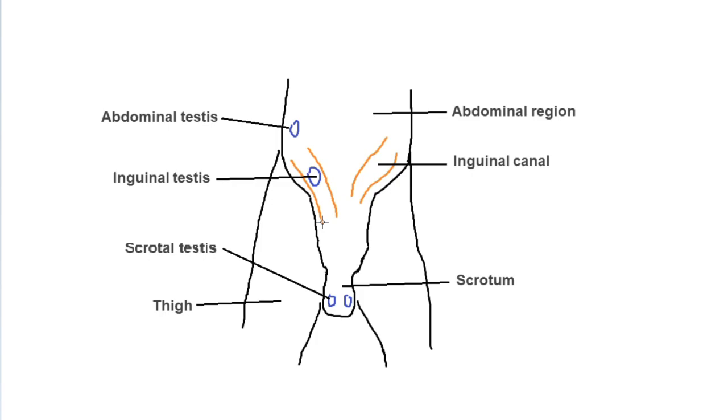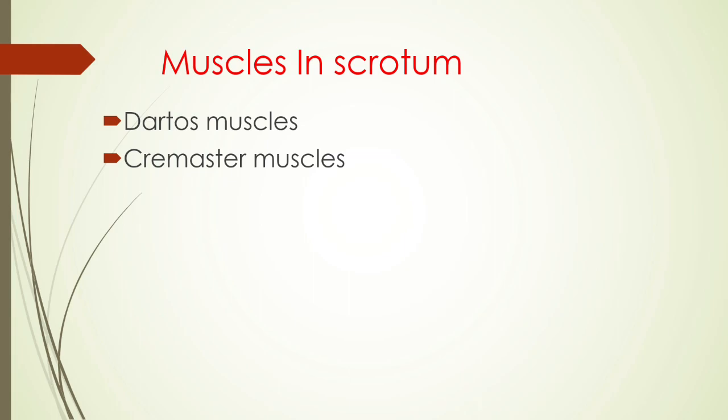So what happens during this cryptorchidism condition? The males with cryptorchidism are sterile. They cannot be fertile, because for the production of sperms, the testes must be in the scrotum. They should not be in the abdominal region or in the inguinal region. Okay. Now next, muscles in the scrotum.